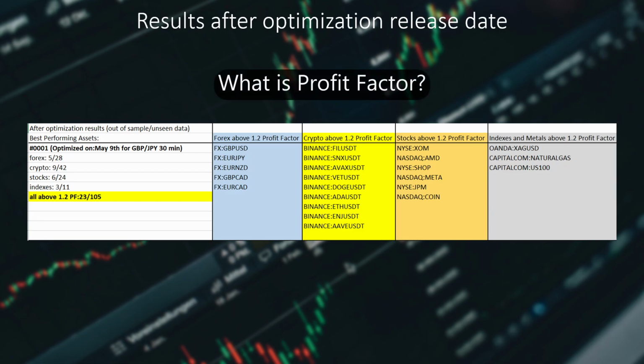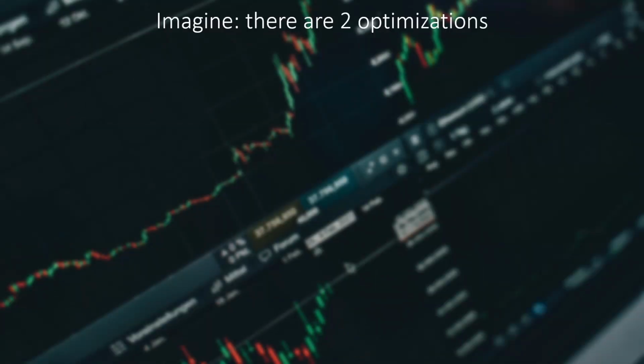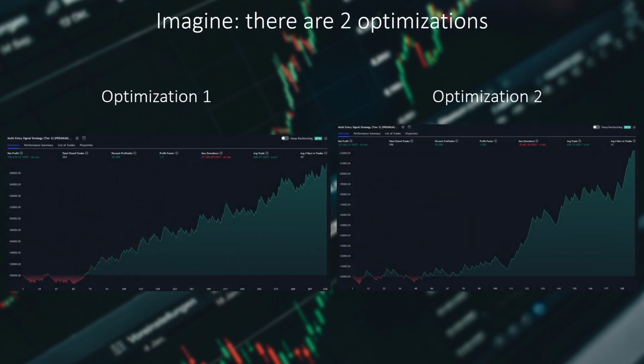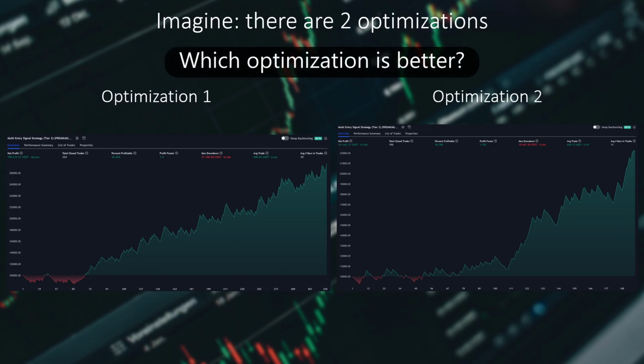And what is profit factor first of all? To make sure we are clear on this, first let's go over an example. Imagine there are 2 different script optimizations for the same timeframe and asset combination. We will call them optimization 1 and optimization 2. Here you can see the backtest results and the equity curves. Which optimization is better and which one should I use?